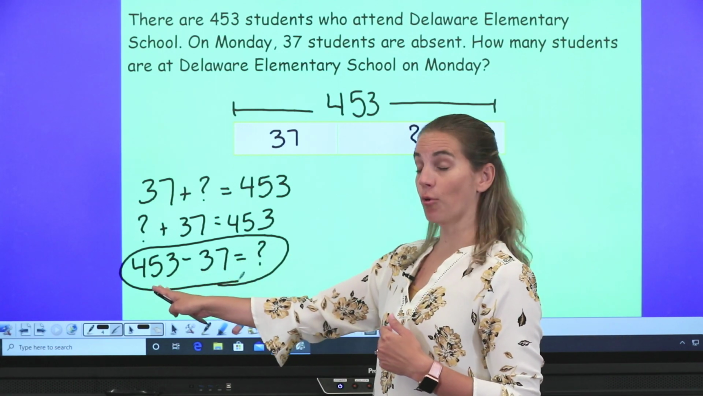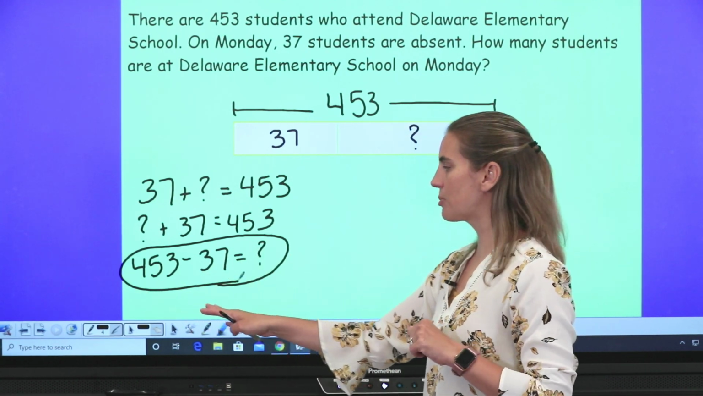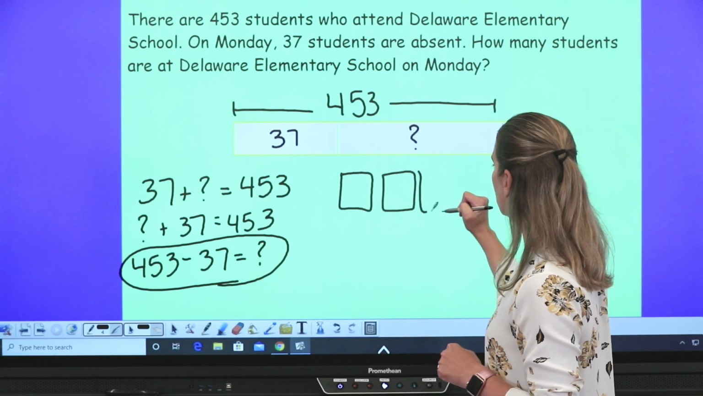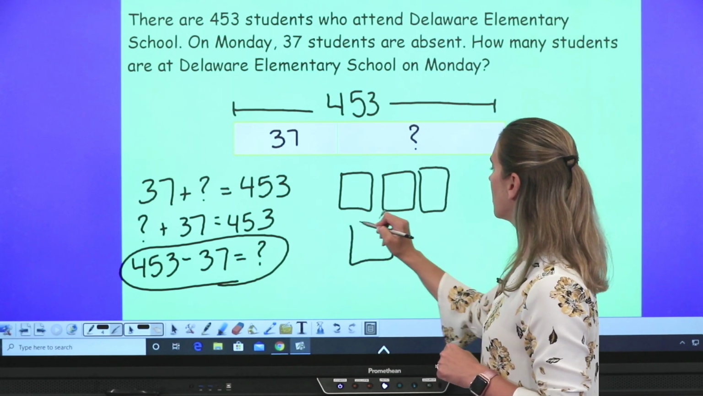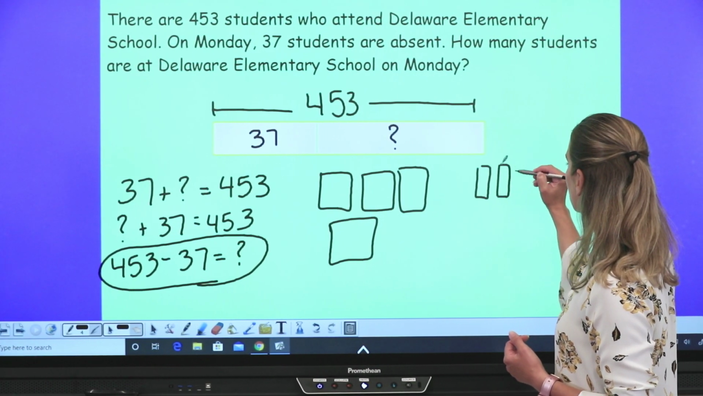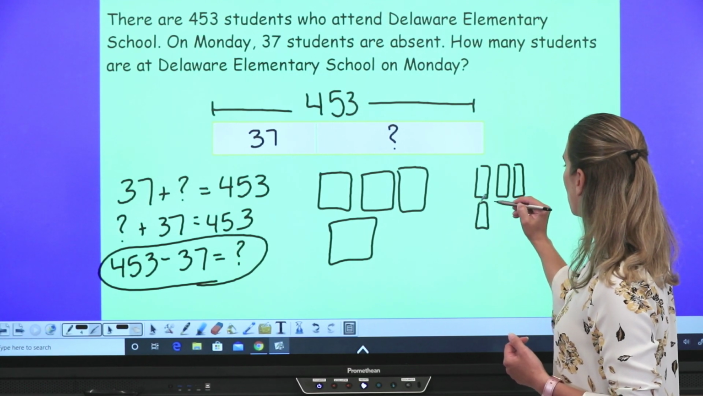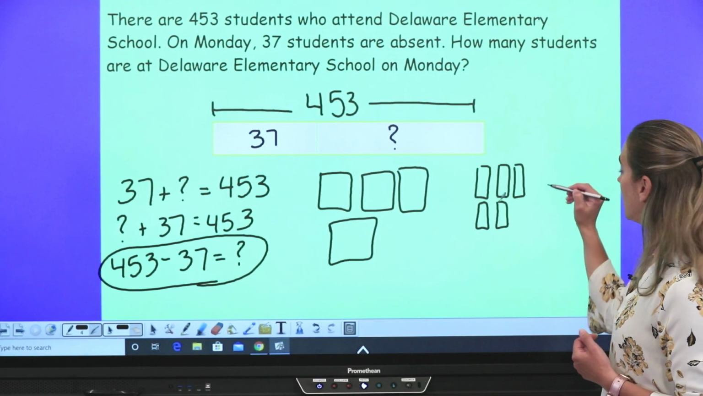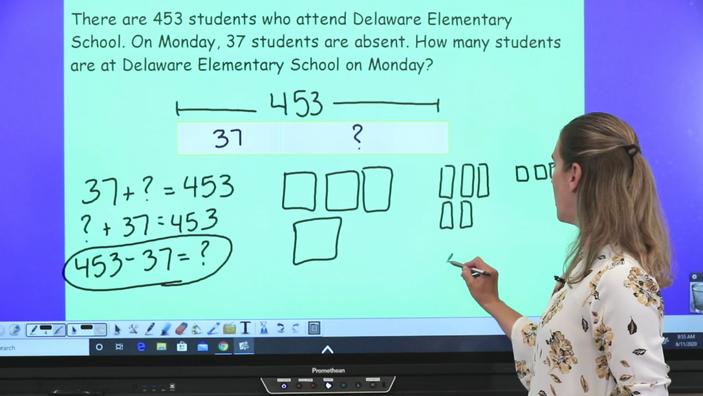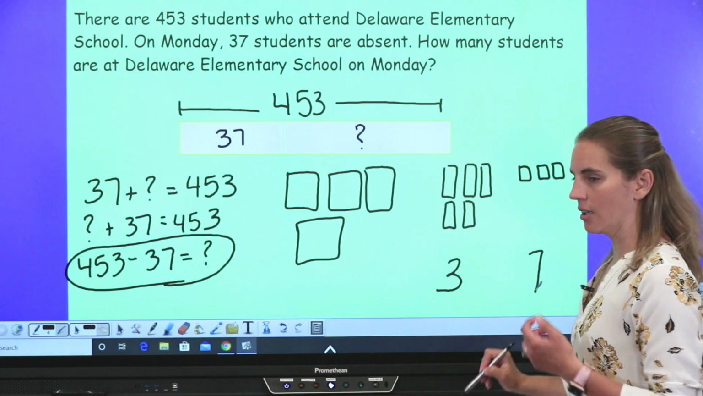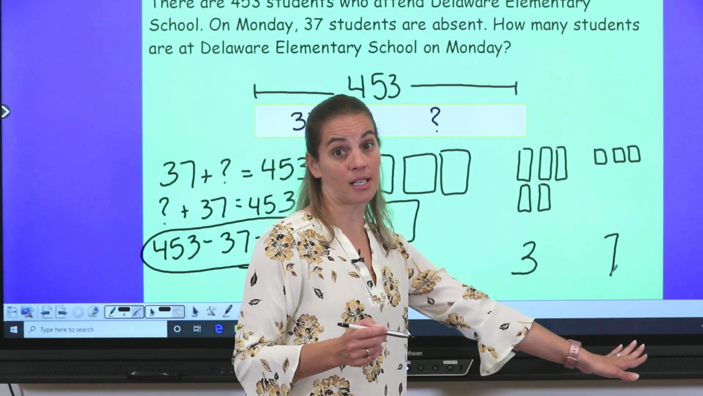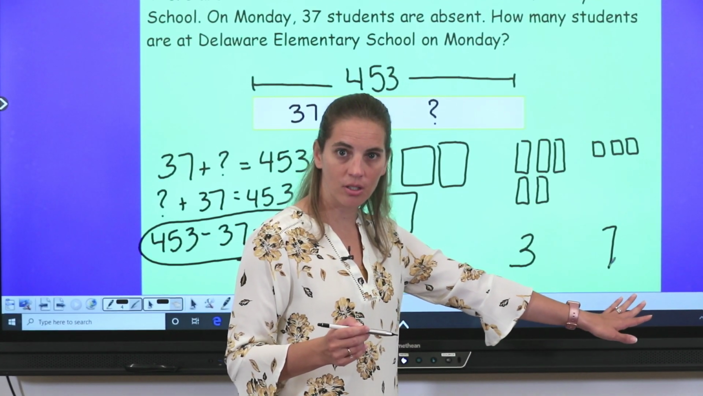I'm going to represent that 453. Remember, it's a little different with subtraction. So let's do that. 400, let's see, 453. So 1, 2, 3, 4, 5. There's my 50. And then 1, 2, 3. Okay, and I need to take away 37. Uh-oh. Do you see a problem? I only have 3. I can't take 7 away. Do you remember what we do in this situation?